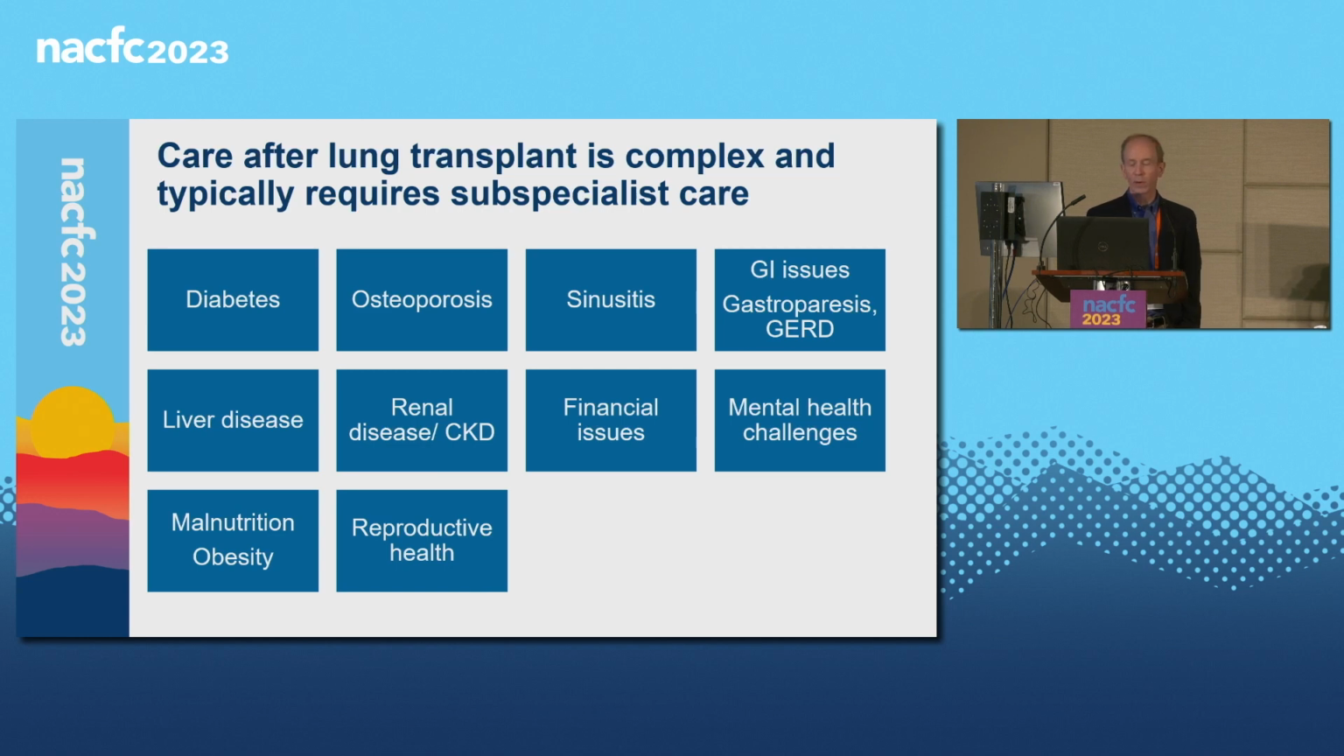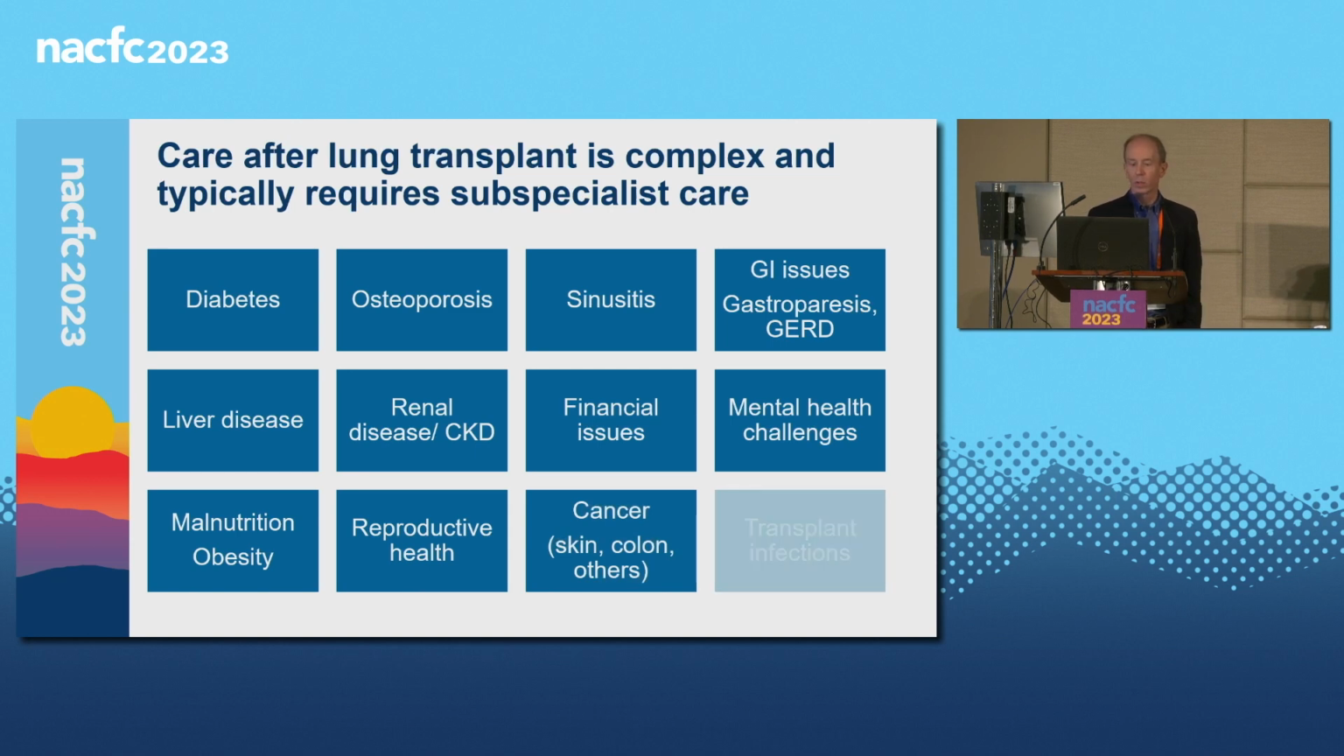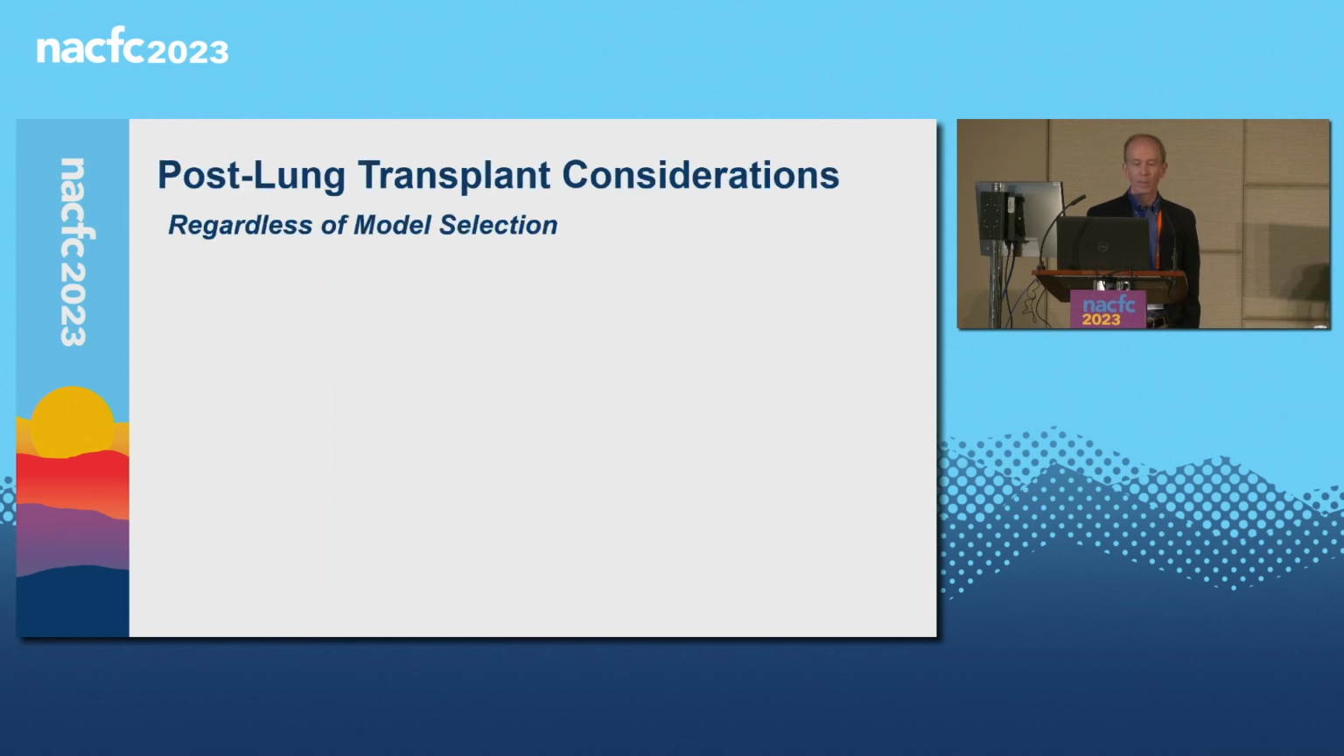So survivors after transplant contemplating parenthood, that's a really important issue. Cancer screening, I mentioned already, skin, colon, others, and then lastly, transplant infections. So a wide variety of individuals are oftentimes involved optimally to provide care after people who've undergone transplant. So where do they get that care, and how do we help ensure that that multidisciplinary care happens?